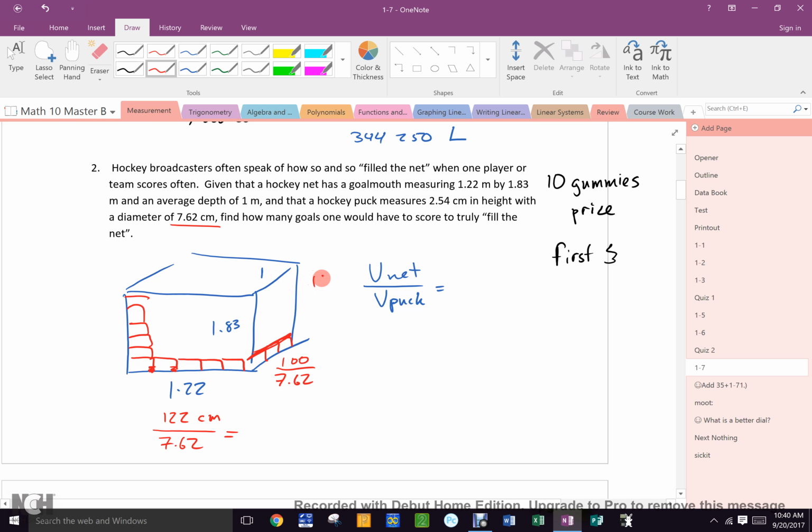Up and down is 183 divided by what? 2.54. Now I know how many pucks I can get across, how many pucks I can get deep, and how many pucks I can get tall. That gives me a block of pucks, yes? So what do I do with those three answers? That's the length and width and height. And it's something like 14,698 or something. 976. Again, complicated math? No, you just had to think about it.